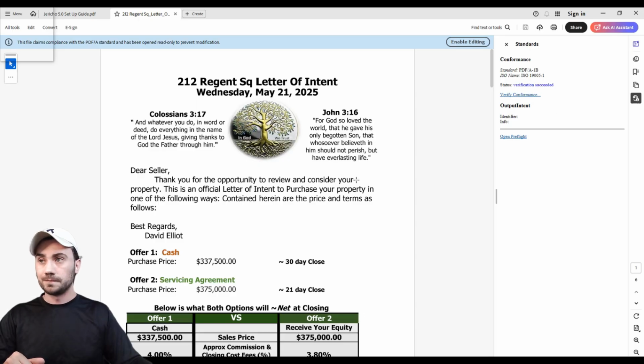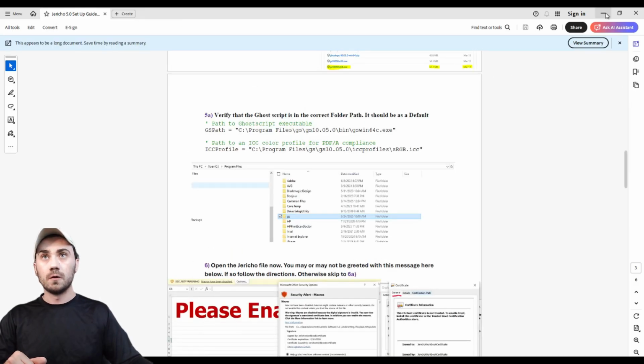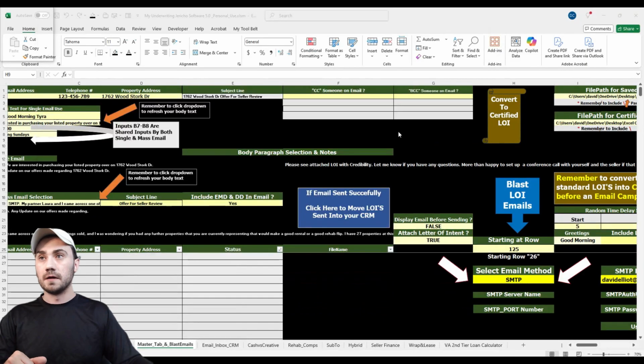Now this is being done automatically for you and for free using the Jericho software. Normally this costs you about $30 a month through Adobe Acrobat Pro, but we are bypassing all of that and letting the Jericho software certify it for us according to the standards set by Adobe Acrobat Pro. So we're good to go here. We'll close out of this and minimize out of here as well.